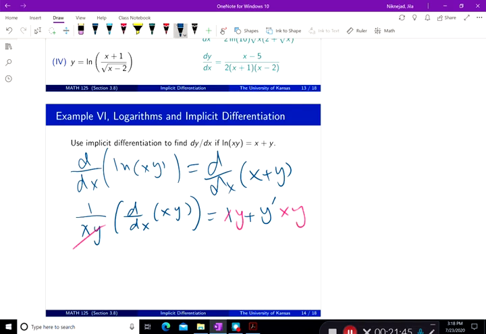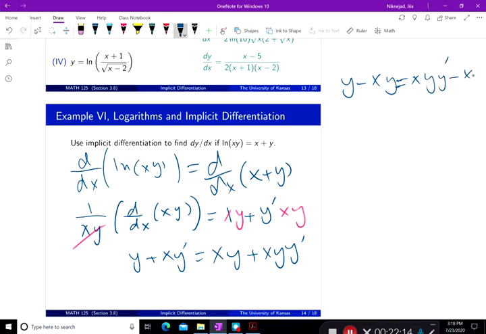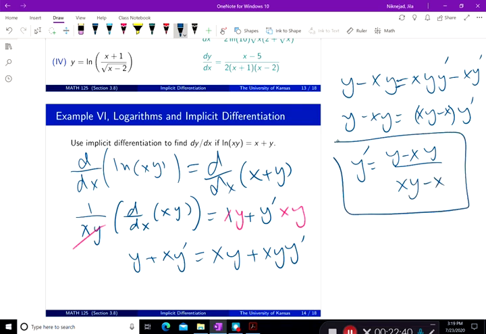And then take the derivative of x times y, which is going to be derivative of x, which is 1 times y, plus x times y prime is equal to xy plus xy y prime. Now over here we put y minus xy together, and we put xy y prime minus xy prime together, so y minus xy is equal to xy minus x times y prime. So solve for y prime, and y prime is going to be y minus xy over xy minus x. This is one way of solving this problem.